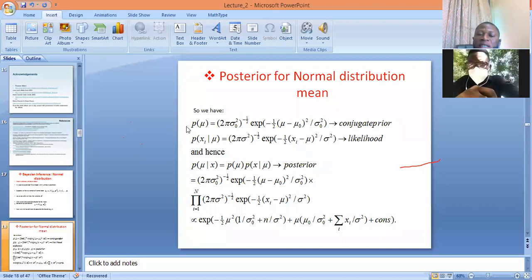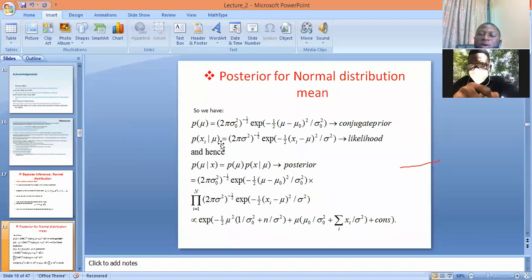Now we are saying that the prior distribution, so we are saying probability of the mean, that is the prior distribution for the parameter mean, is equal to 1 over square root of 2 pi sigma naught square, exponent of negative 1 over 2, open bracket, mu minus mu naught. So this is the mean for the data minus the mean for the prior distribution, all squared. Divide that by sigma naught square, that is the variance for the prior distribution.